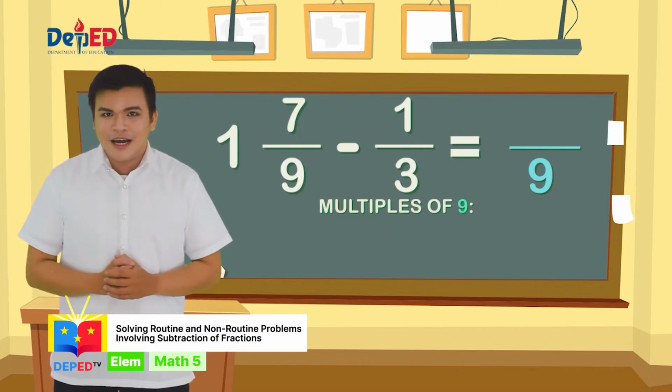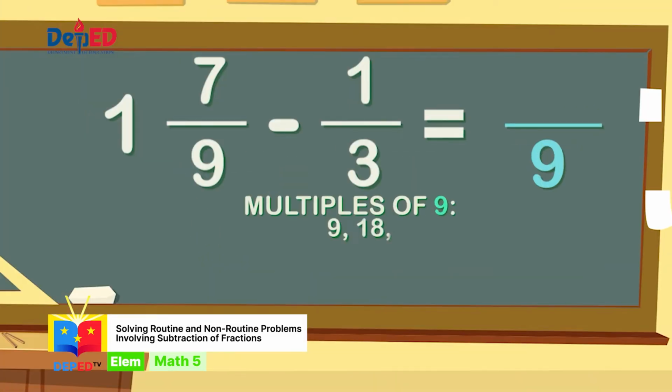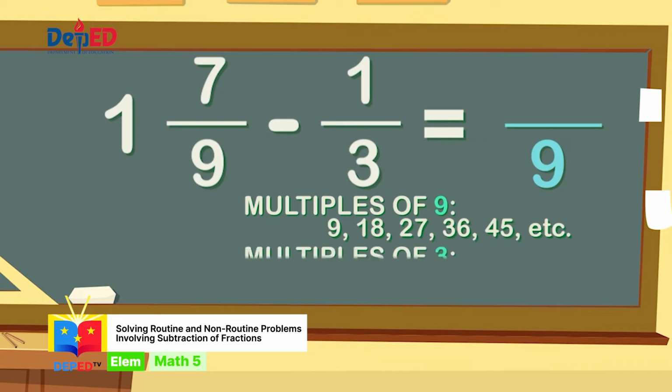The multiples of 9 are 9, 18, 27, 36, 45, and so on. And the multiples of 3 are 3, 6, 9, 12, 15, and so on. Notice that there is no common multiple lesser than 9. Therefore, the LCD of 9 and 3 is 9.